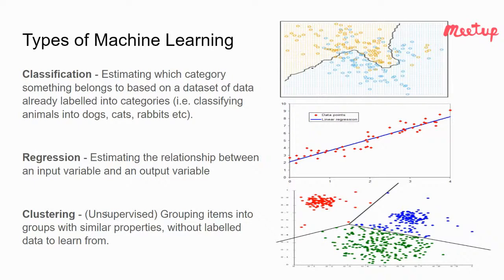So clustering, this is unsupervised learning, and this groups items into groups with similar properties, usually called clusters. But there's no labeled data to check against. You do it just to find these relationships.